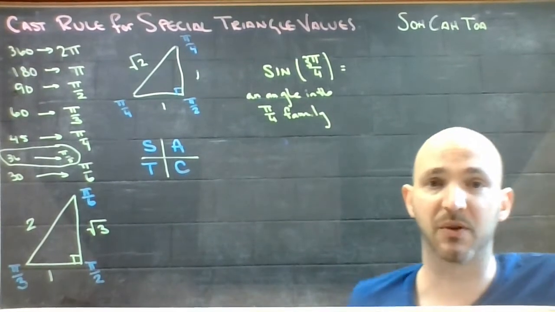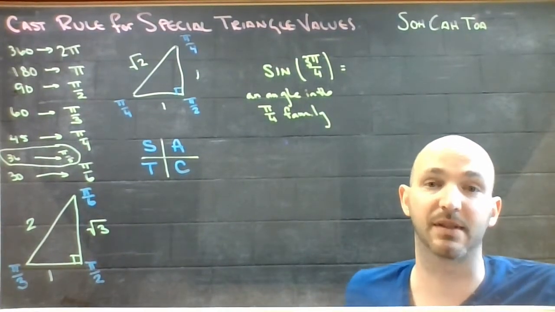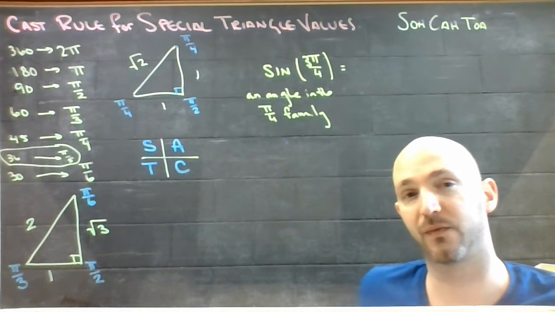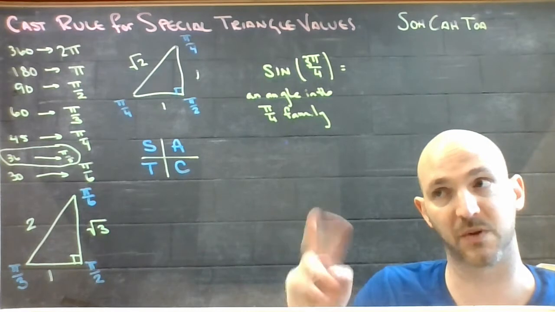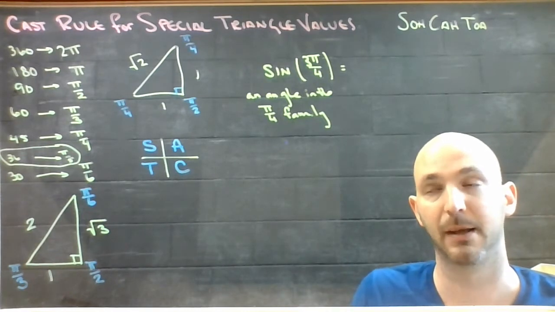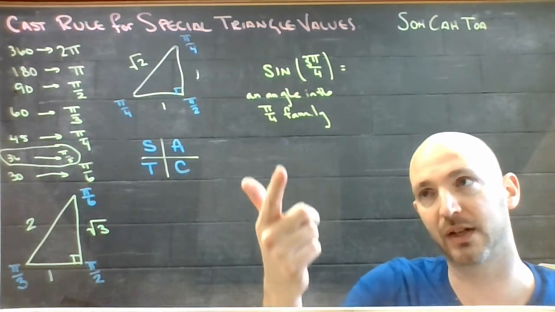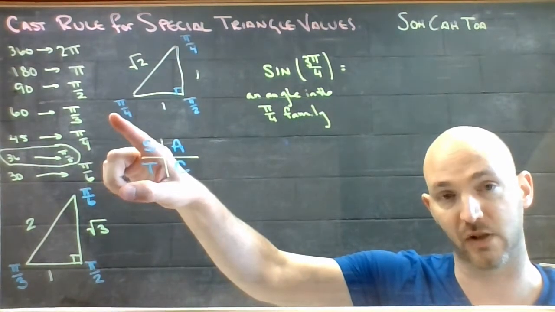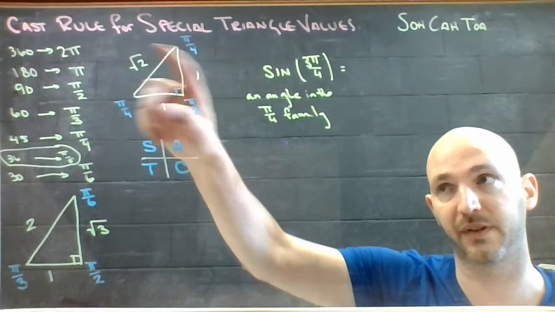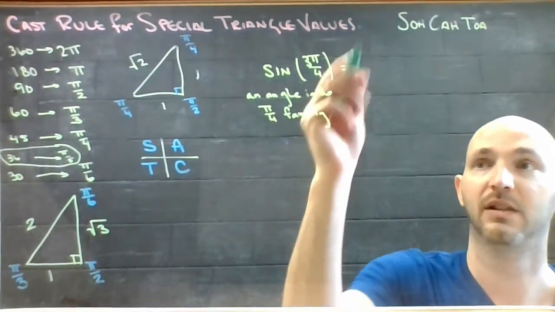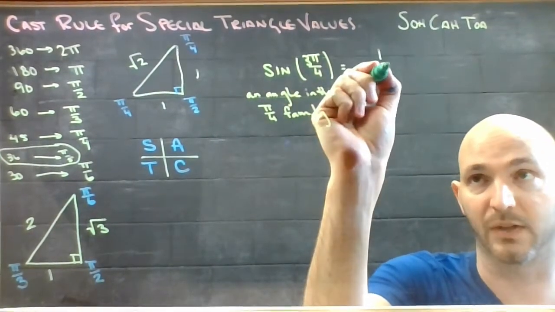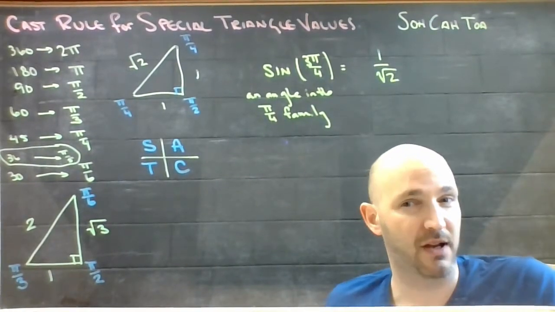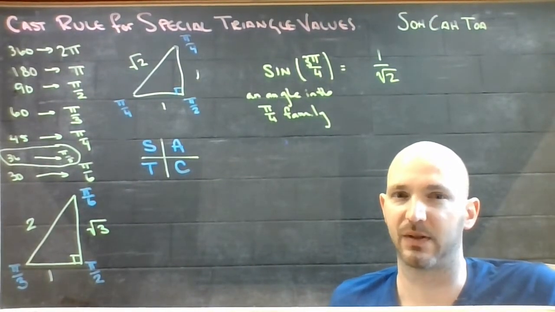So all of the members of the pi over 4 family return the same value when you sine or cos or tan them. The only thing that flip-flops between family members is whether they're positive or negative. So if I were to look at the sine ratio for the pi over 4 family, that would be starting here. Sine is opposite over hypotenuse. The value for this is 1 over root 2. Whether it's positive or negative, I still have to decide.